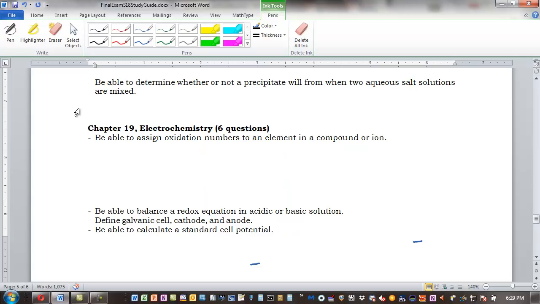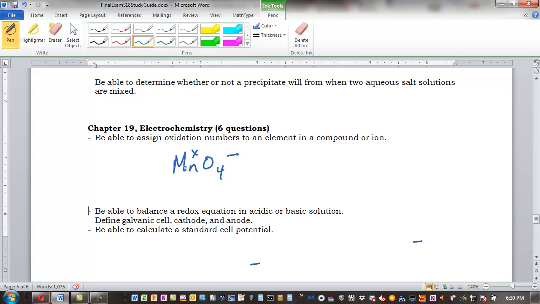Assign oxidation numbers. Let's just do an example. What is the oxidation state of manganese in permanganate, MnO4 minus? What is the oxidation state of manganese? +7. Oh, that was quick.